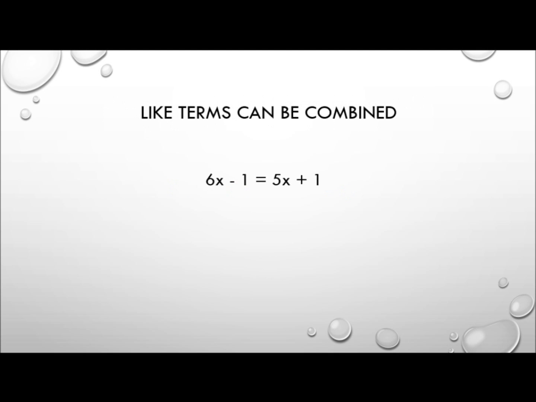Now if we have terms that are all numerical, then we call them like terms. And again, if we have terms that are a combination of a number multiplied by the same letter, then we call them like terms. Or again, if we have a number multiplied by the same letter raised to the same power, then those are like terms. And like terms can be combined.